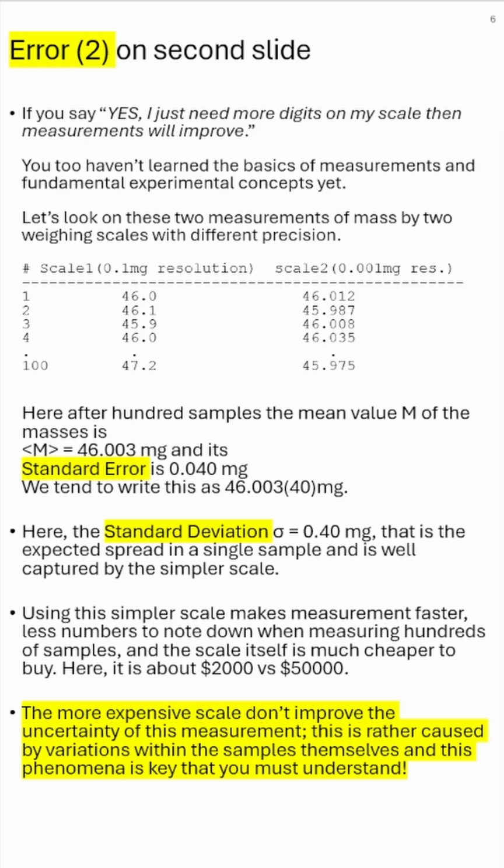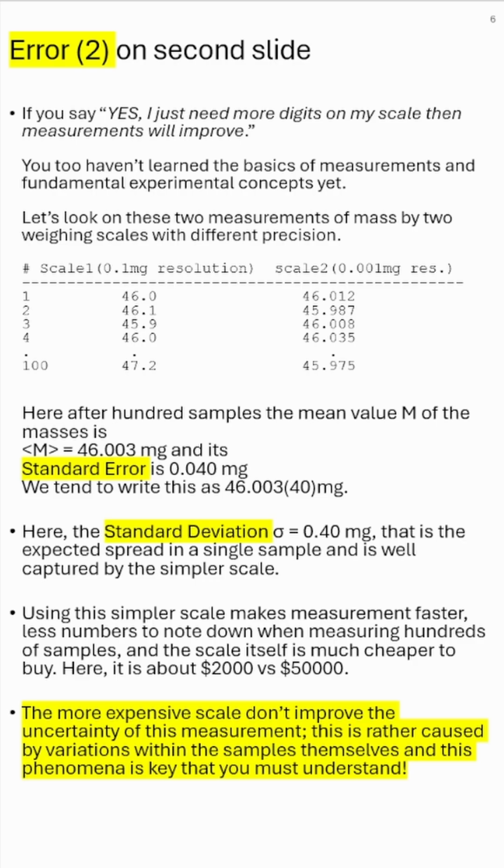And since the standard deviation is 0.40 here and the resolution of the scale is 0.1 milligram, that simpler scale captures that spread pretty well. So here comes the point. If I use that simpler scale, which is actually a pretty good lab grade scale, it costs $2,000. If I upgrade and choose the one with 5 significant digits and resolution 0.001 milligram, that scale is quite advanced, I would say. It will cost you $50,000.